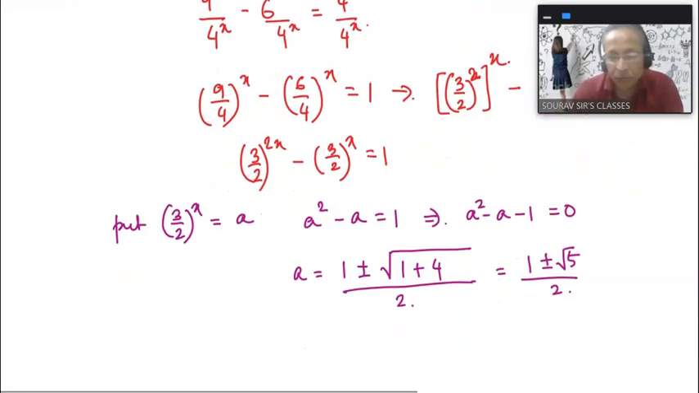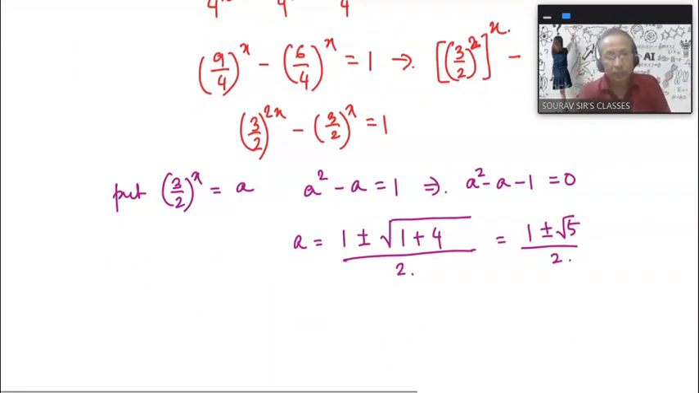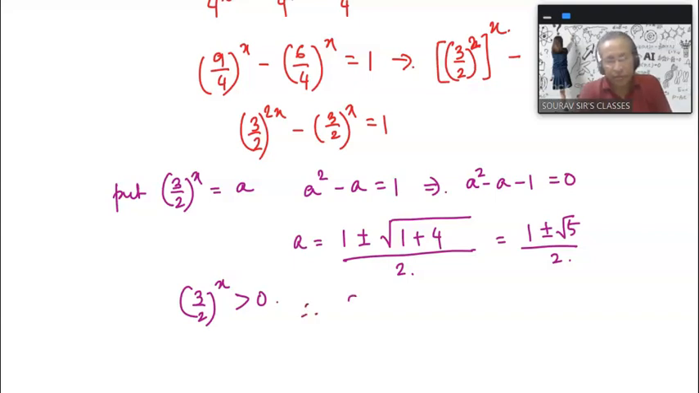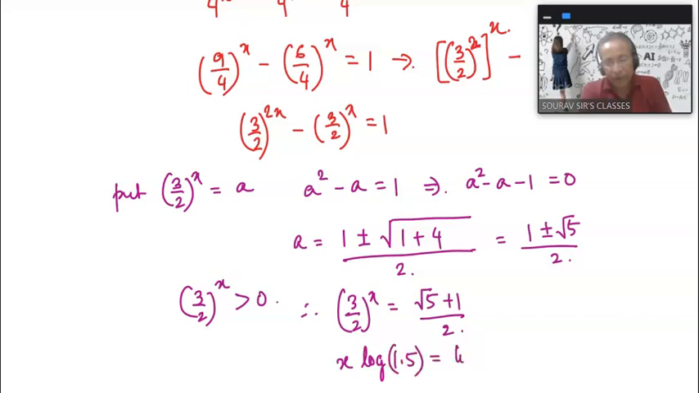Now (3 by 2) to the power x is always greater than 0. So it cannot be negative. So therefore (3 by 2) to the power x will be the positive value, which is (root 5 plus 1) by 2. So now you take log on both sides, you get x log of 1.5 equals log of (root 5 plus 1) by 2.